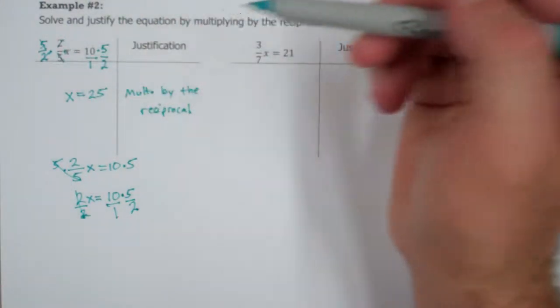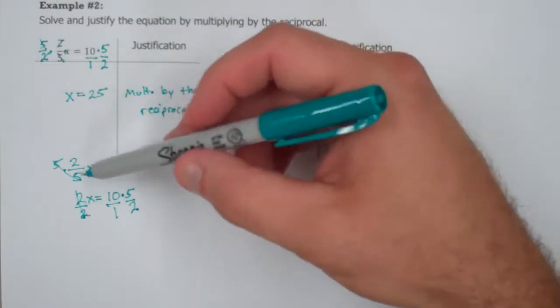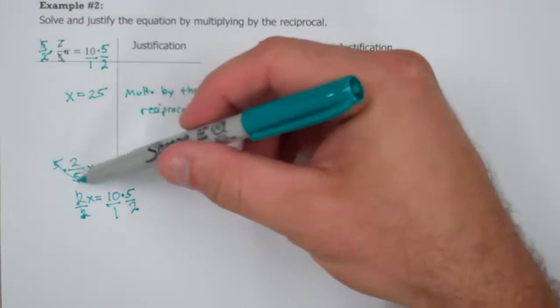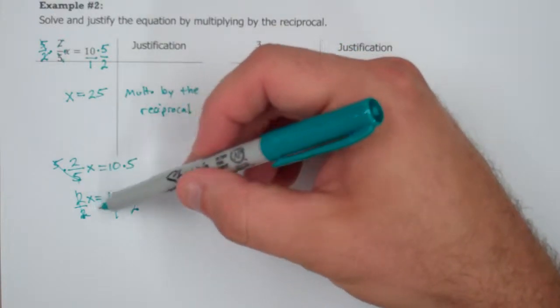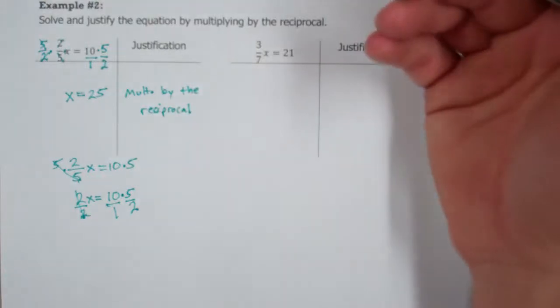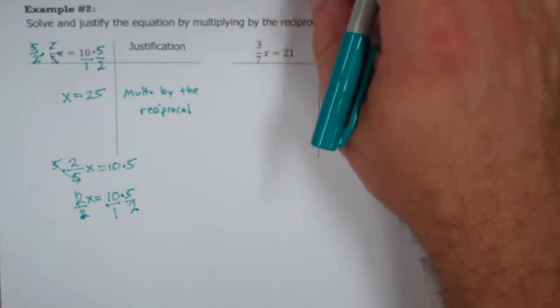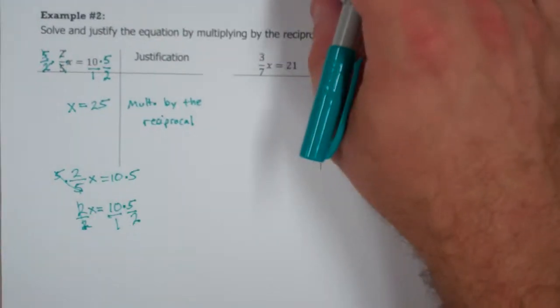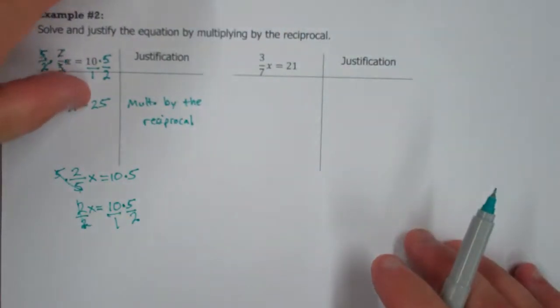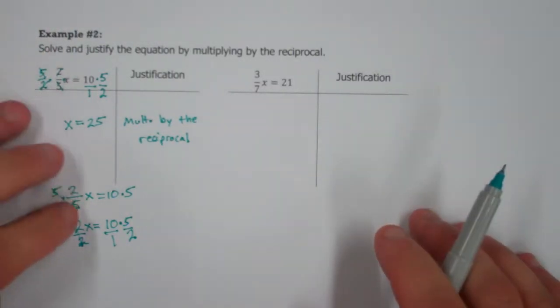So when you multiply by the reciprocal, you're just kind of doing two steps at once. You could totally do this by multiplying by the denominator to clear that out on each side, and then dividing by the 2. But essentially what you're doing is multiplying by the reciprocal of that coefficient. So it's a little bit of a shortcut method, but mathematically it totally works. So let's see here. For our justification, we said multiply by the reciprocal. Our answer was 25. Good to go.